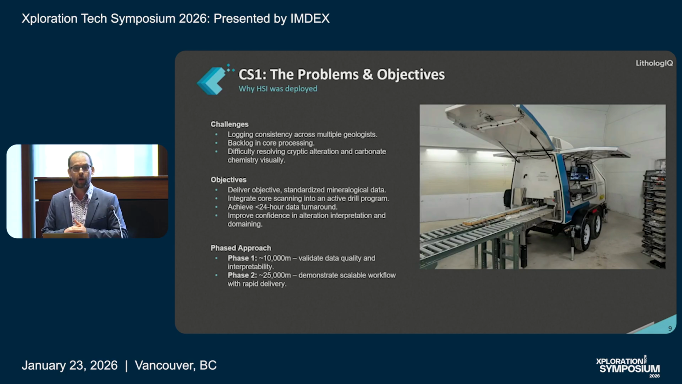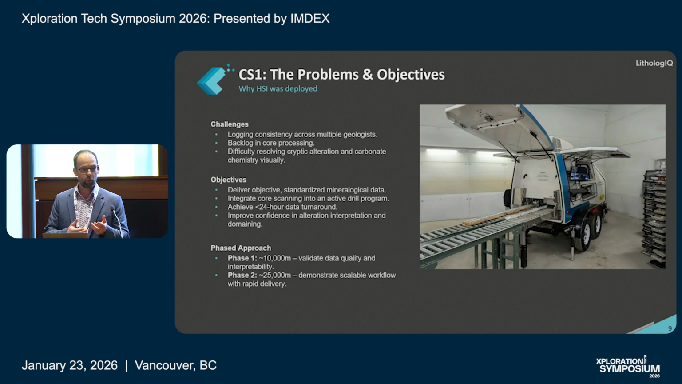Backlog was also happening quite often because of the amount of core delivered every day. People had challenges following the pace and resolving those cryptic alterations and carbonate chemistry visually with the actual tools. So the objective of the project, so why did they ask us to come and demonstrate our technology, was first, in the first phase, to demonstrate the ability to generate valuable data, to show the data is accurate and provides answers to the logging activities.